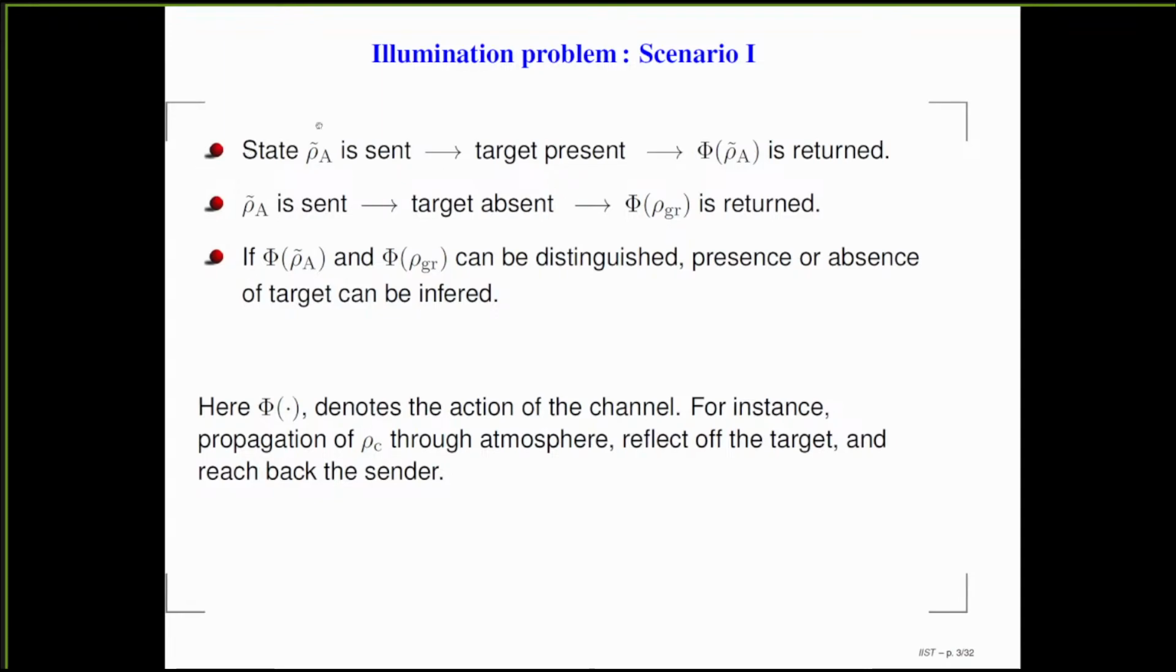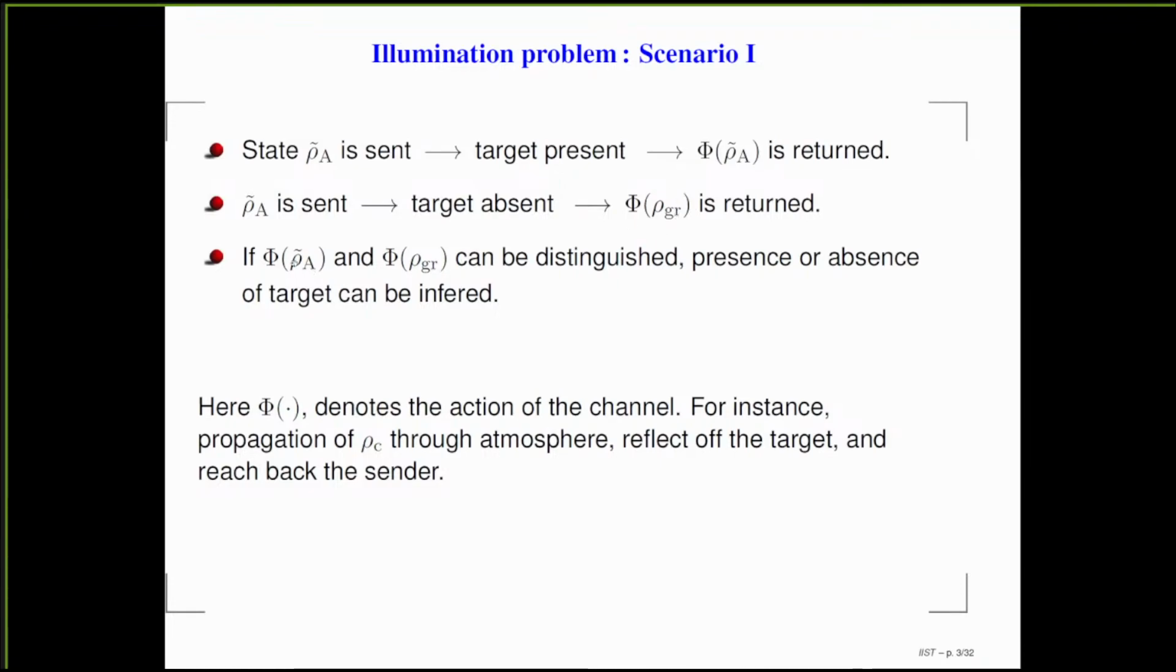Okay, so this is the first, a straightforward situation. So rho A was sent. If the target was present, phi of rho tilde A is returned. Now, in the second situation, if the target was absent, rho tilde is sent, but the target is absent, so you don't have the object to reflect that light. So what you get back instead is the channel action on the vacuum. In quantum mechanics, we have the vacuum state, which is non-trivial. So what we get back is nothing but the channel action, atmosphere, reflection, whatever, acting on this vacuum state.